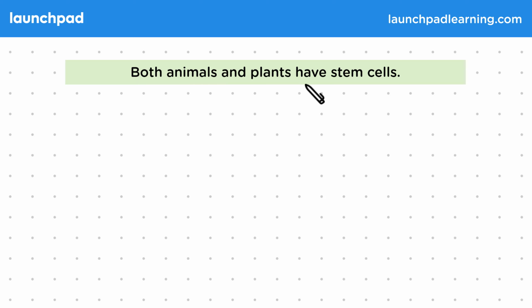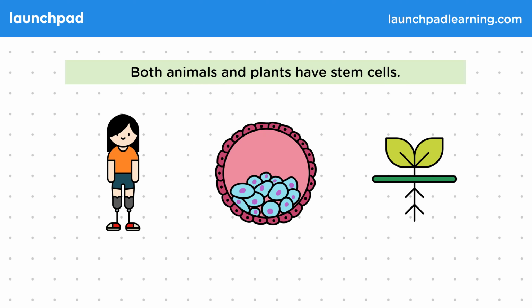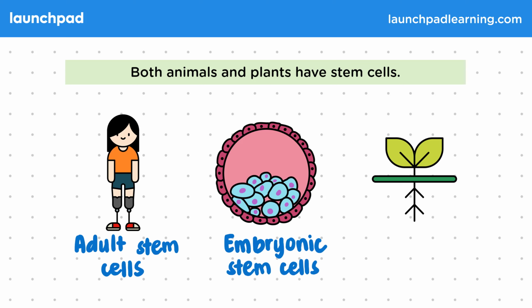Both animals and plants have stem cells. In mammals, you can find adult stem cells and embryonic stem cells. Plants also have stem cells that we call meristem cells. For the exam, you should be able to describe the function of stem cells in adult animals, in embryos, and meristem cells in plants, all of which are covered elsewhere in the course.